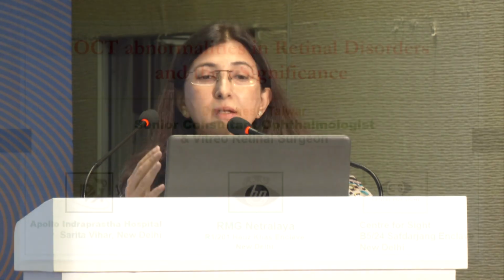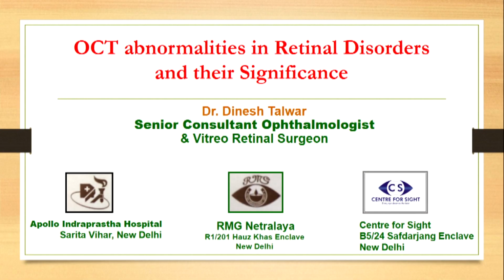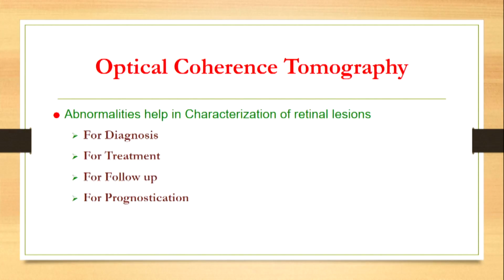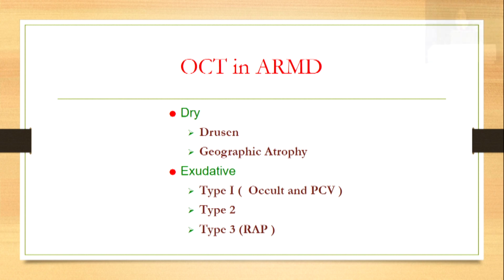So till now, I had described the changes which we can see in OCT in retinal diseases. Now we'll be talking of specific diseases and what all features we can see in the common diseases. So OCT we know for diagnosis, for treatment, for follow-up, and for prognostication. So one of the common ones is AMD.